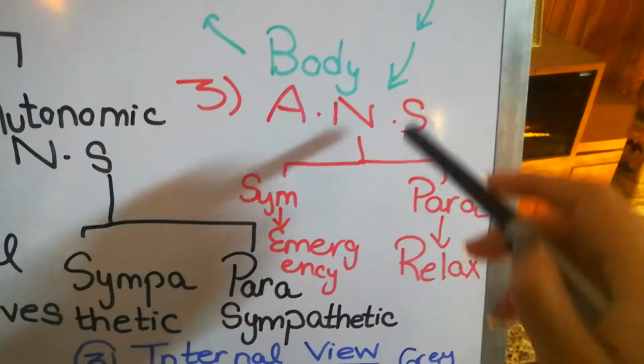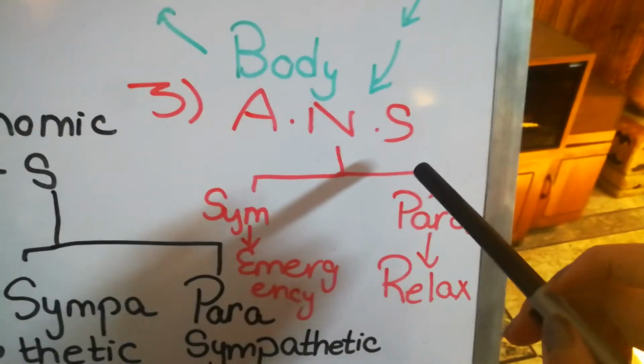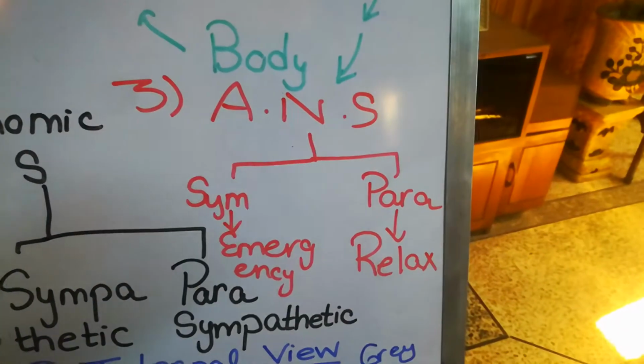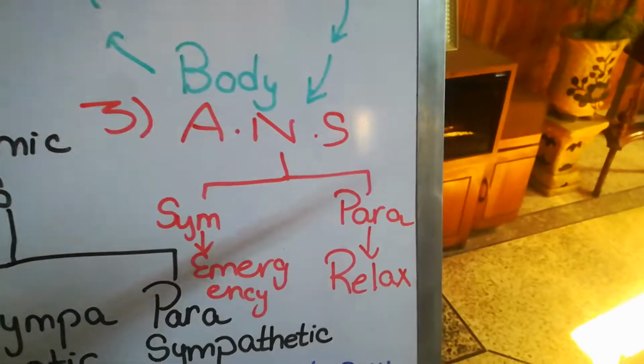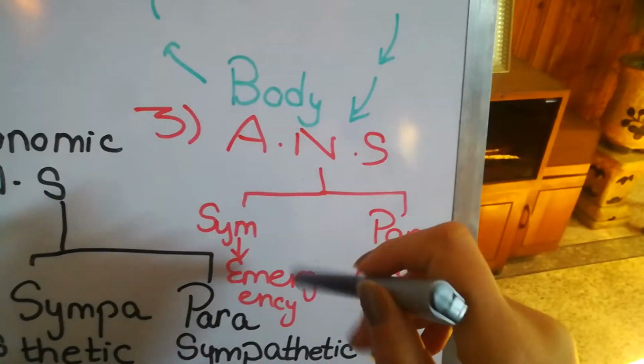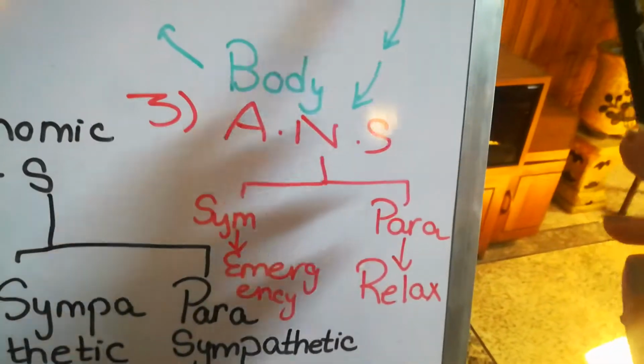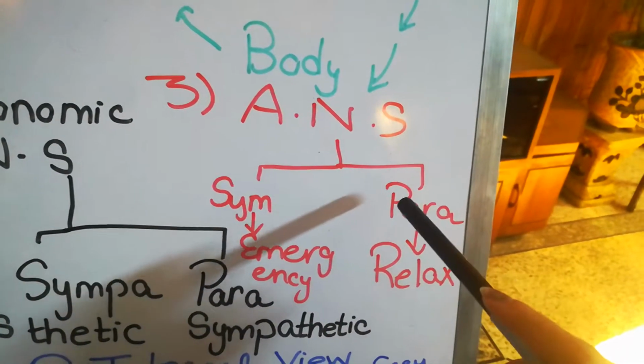Then you have the third type of nervous system, the autonomic nervous system. It basically takes action in those organs of the body which are involuntary, like our viscera, our stomach, our heart. In those, the nervous system that is stimulated is the autonomic nervous system. It is divided into two, sympathetic and parasympathetic.